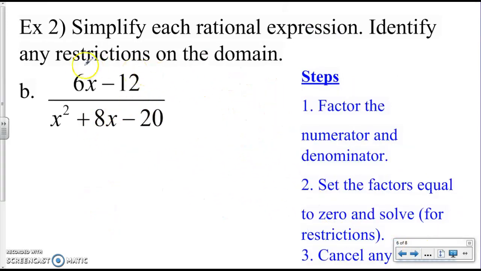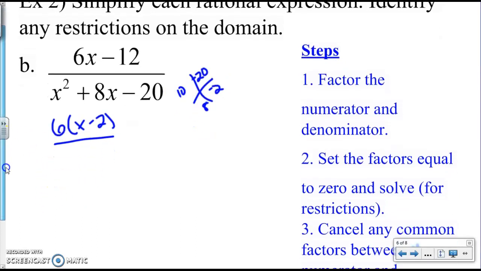Okay, so let's do another one. GCF on the top, I'm going to take out a 6, so I'm left with x minus 2. And then on the bottom, I can do an x factor. So I have -20 on top and 8 on bottom. So I'm going to do 10 and -2. And again, since there's nothing in the front on the bottom, I can go right to my parentheses. So I have x plus 10 times x minus 2 on the bottom.